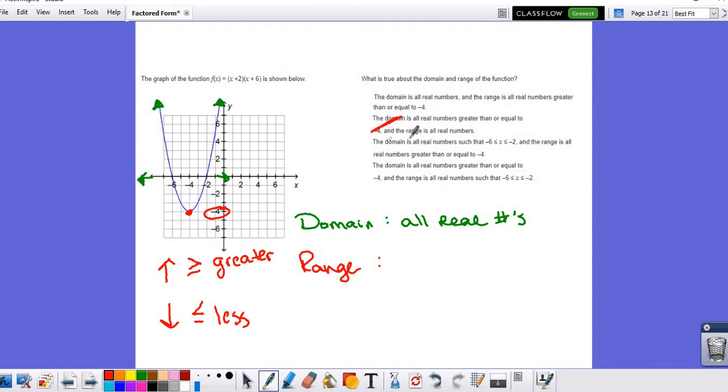This one here, the domain is all real numbers between -6 and -2, but we just said the domain is all real numbers. And then this one says the domain is all real numbers greater than or equal to -4, which is what that one said, so that doesn't make sense. Well, I just gave you the answer on that one too, okay?